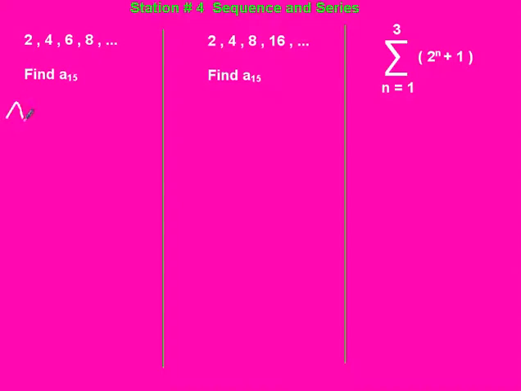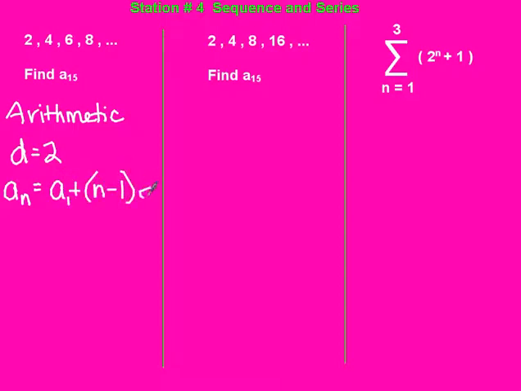So we know that this is an arithmetic sequence because we're adding every time. And we know that d is 2 because we're adding 2 every time to create the sequence. So it says find the 15th term. a sub 15 just means find the 15th term. Now because it's arithmetic, we're going to take a look at our trusty formula sheet and use this formula. So let's plug in what we know.